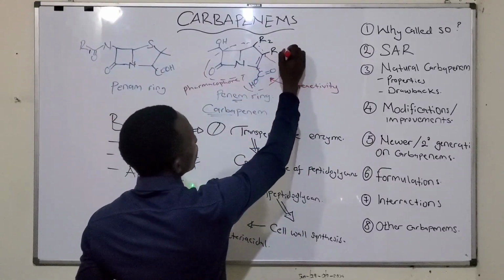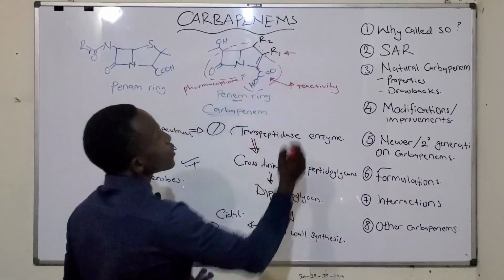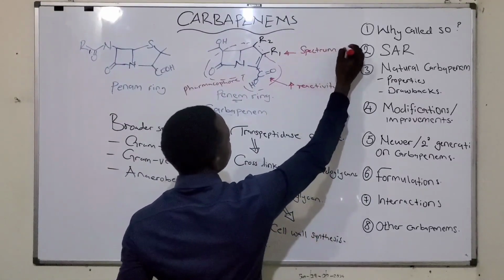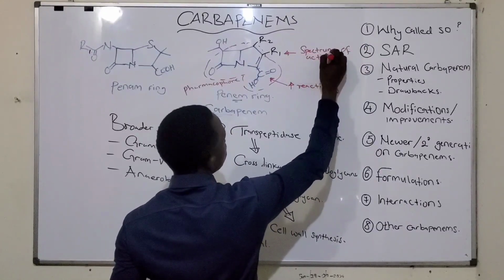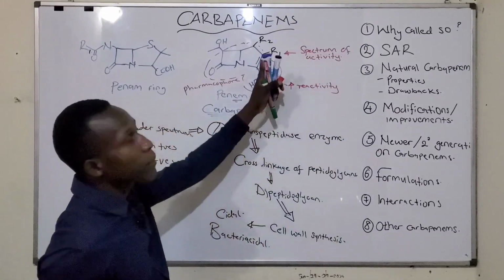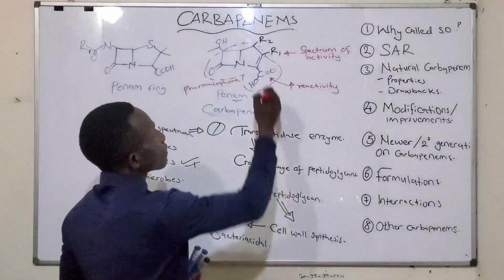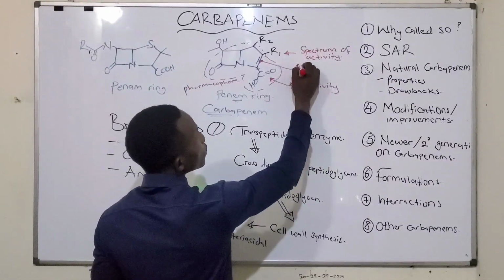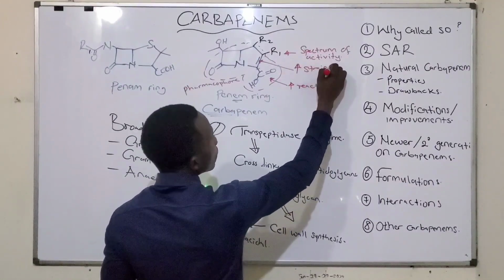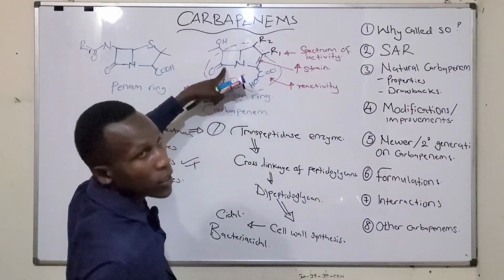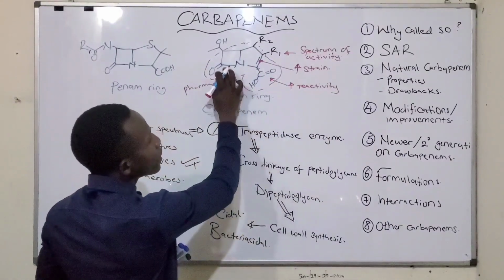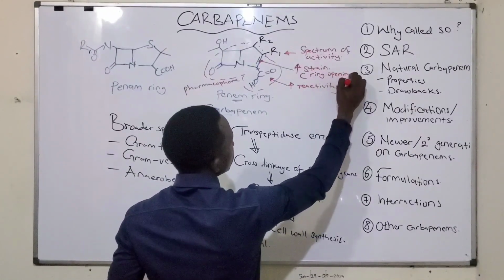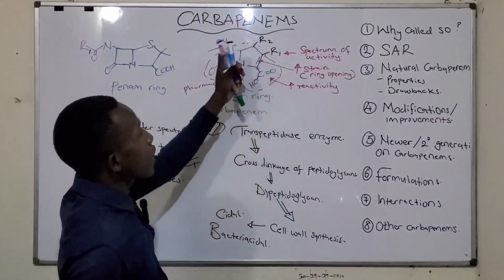Then we have this R1 group. This R1 group is responsible for the spectrum of activity. It is responsible for the penetration into the bacteria. Now we have this group here, the double bond. This double bond improves or increases the strain. When you increase the strain, meaning that we are increasing the opening of this ring. So it increases the ring opening. Hence, increases the reactivity of the carbapenem.